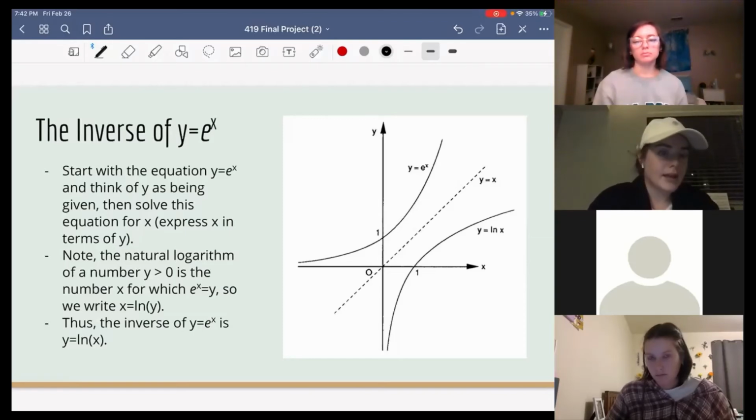And so we have this figure also pulled from the Story of a Number textbook that just shows the top graph is y equals e to the x, the bottom is y equals the natural log of x, and they are perfectly symmetric over the line y equals x, meaning that they are in fact inverses.